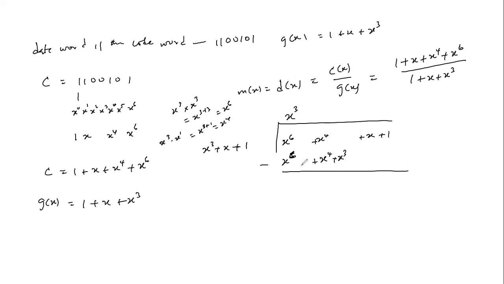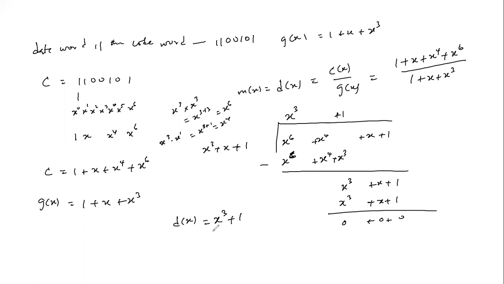So if we subtract, this is 0, this is 0, so we have x cubed. We don't have x squared, but we have x plus 1. So x cubed can go into x cubed one time, so that is plus 1. So this times 1 times this is x cubed plus x plus 1. So everything here reduces to 0, so we are done. Hence, the data word d of x is the same as x cubed plus 1.